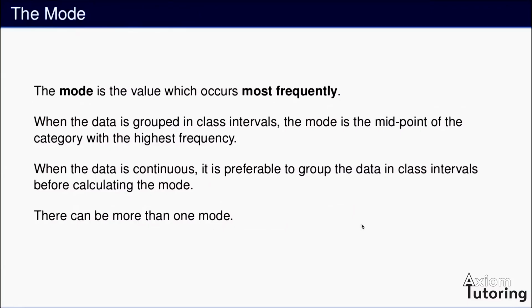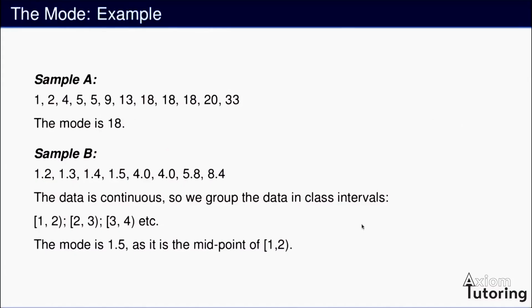Now, a third measurement of the central tendency of a given variable is the mode. The mode is simply the value that occurs most frequently. When the data is grouped in class intervals, the mode is just the midpoint of the category with the highest frequency. And when the data is continuous, it's usually preferable to group the data in class intervals before calculating the mode. One thing to keep in mind is that there can be more than one mode. Let's have a look at some examples.